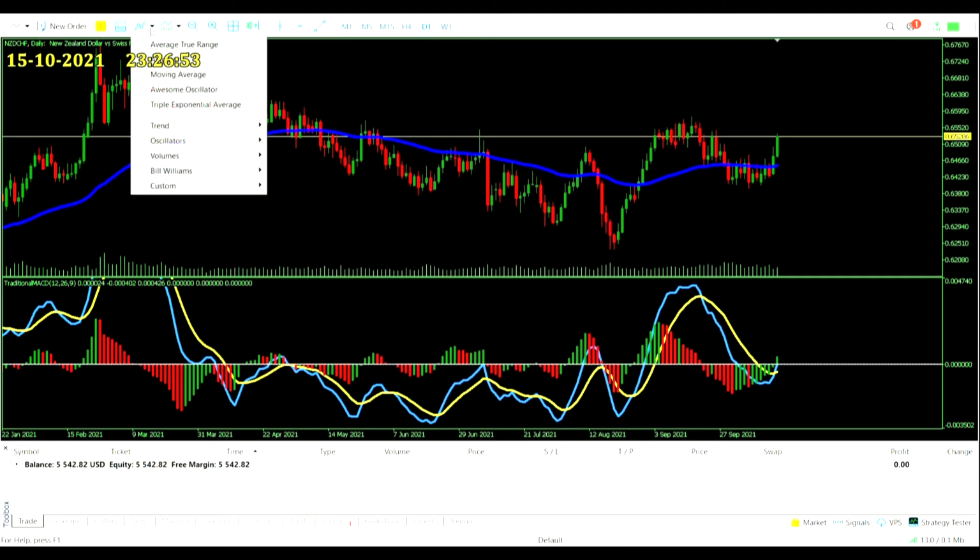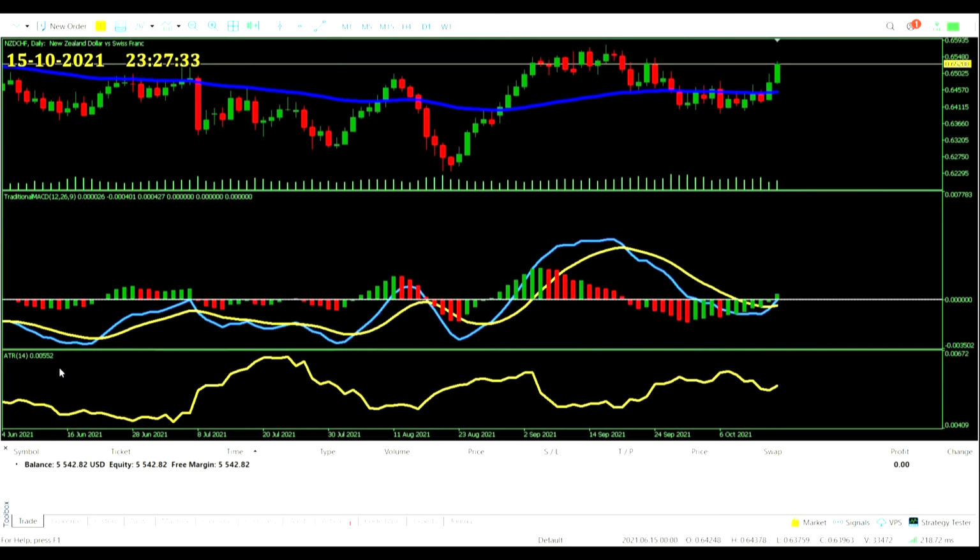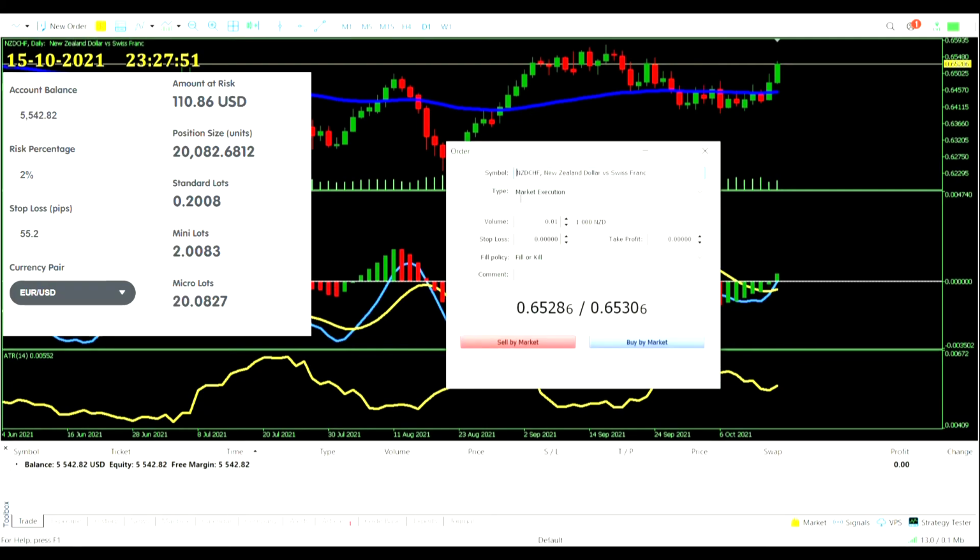Let's pull up that average true range. And that is giving us a reading of 55.2 pips. 2% risk all the way to that stop loss. So that is our risk calculated on screen now. So let's buy that New Zealand dollar.